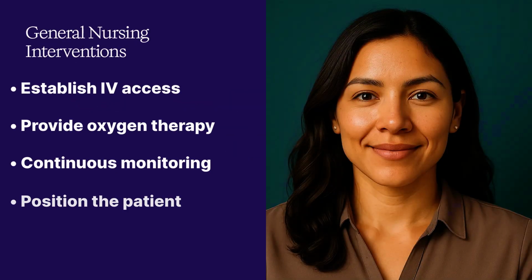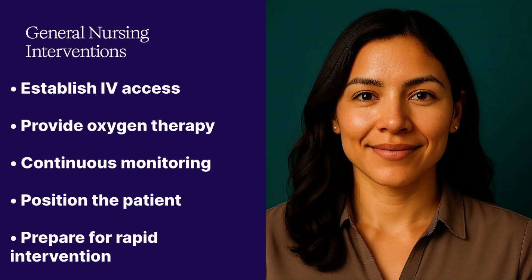Let's discuss general nursing interventions that apply to all shock types. Your priorities include establishing reliable IV access for fluid and medication administration, providing oxygen therapy to improve tissue oxygenation, maintaining continuous monitoring of vital signs and patient status, positioning the patient appropriately, and being prepared for rapid intervention if the patient's condition deteriorates.